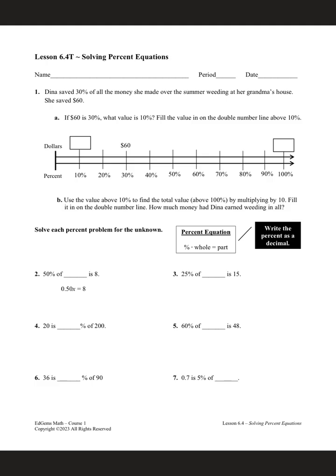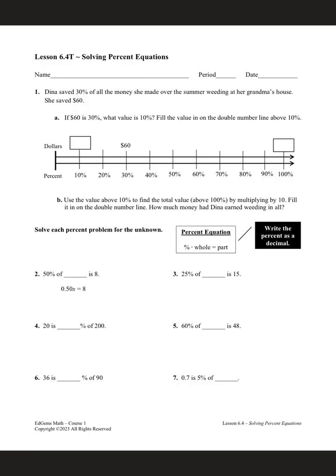Okay guys, so here we are on lesson 6.4T, solving percent equations. On number 1, it says, Dina saved 30% of all the money she made over the summer weeding at her grandma's house. She saved $60. Part A says, if $60 is 30%, what value is 10%? Find the value on the number line above 10%.